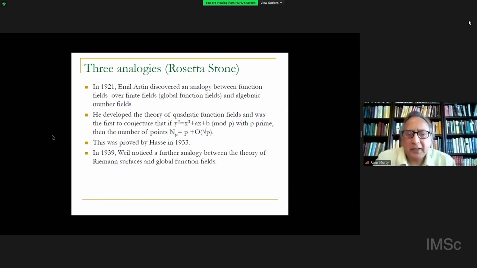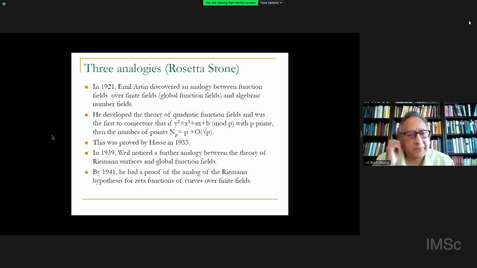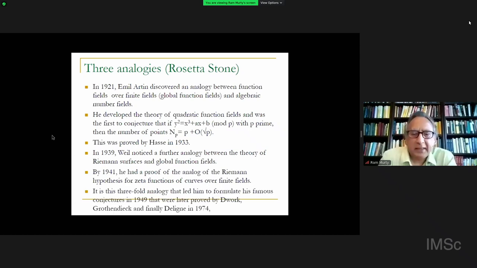And in 1939, Weil noticed a further analogy between the theory of Riemann surfaces and global function fields. So by 1941, he had a proof of the analog of the Riemann hypothesis for zeta functions of curves over finite fields. And it is this threefold analogy that led him to formulate his famous conjectures in 1949, that were later proved by Dwork, Grothendieck, and finally Deligne. So there was an analogy between algebraic number fields, with Dedekind zeta functions and Artin L-series, on one hand.